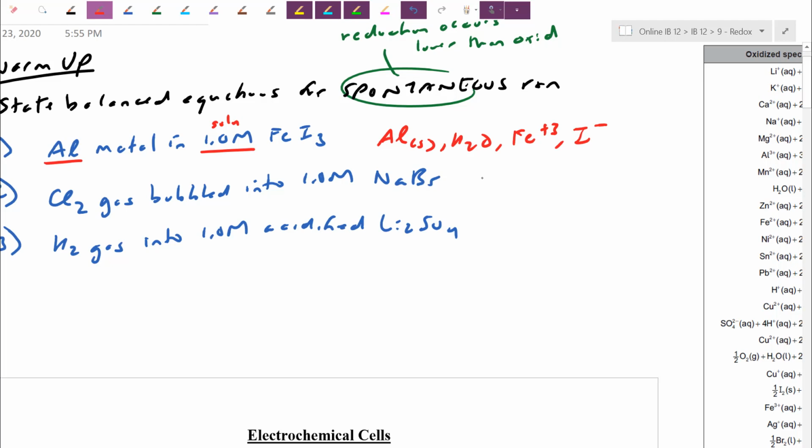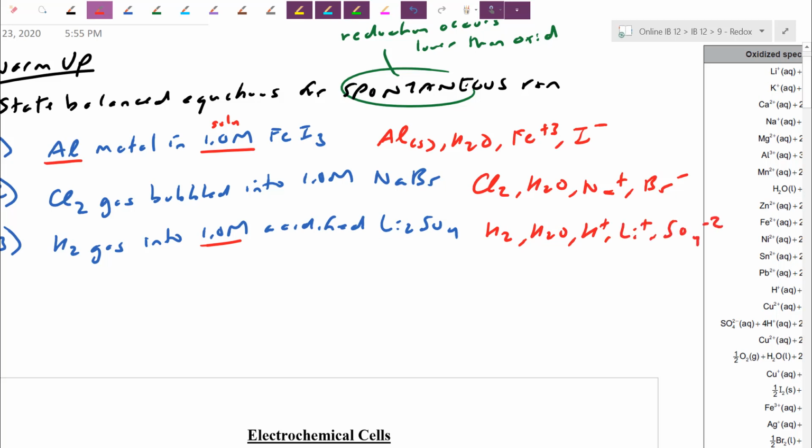Similarly, for the other 2 here, I have chlorine gas, so I have Cl2. This is bubbled into 1 molar. Again, we have water. We have NaBr, so Na plus and Br minus. All you're going to do is make a list of exactly what you have. Hydrogen, we have water, and then the acidified tells you we have H plus. Lithium sulfate, so I have Li plus ions and I have SO4 minus 2 ions.